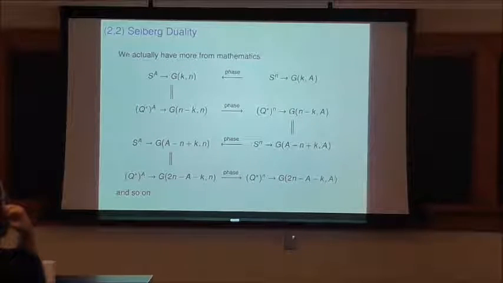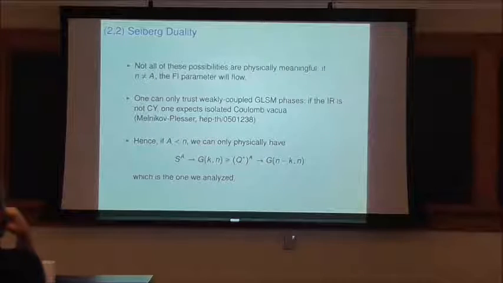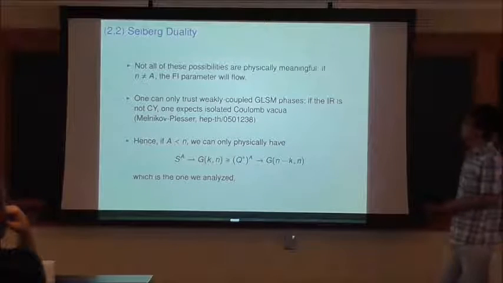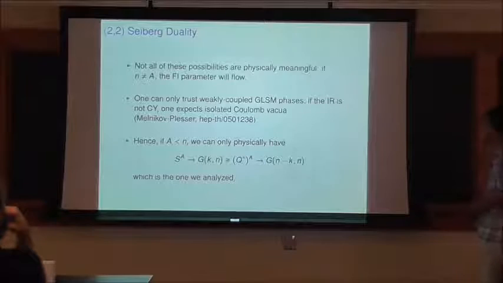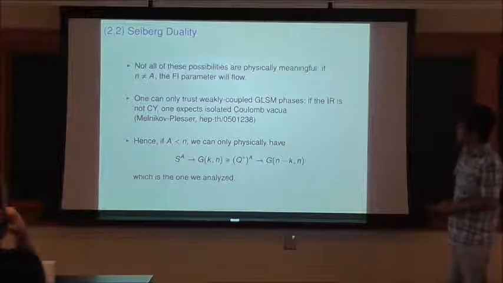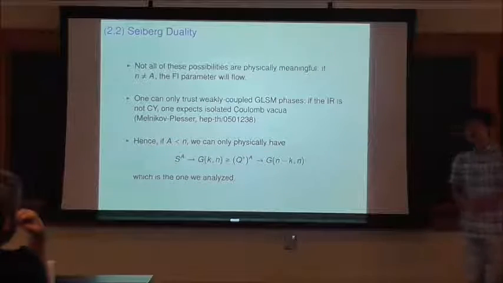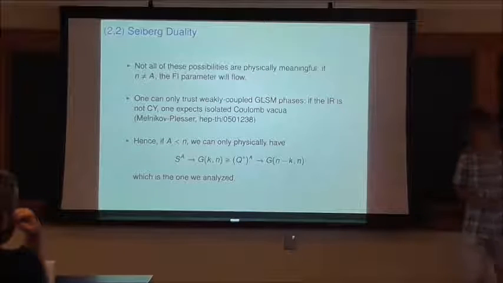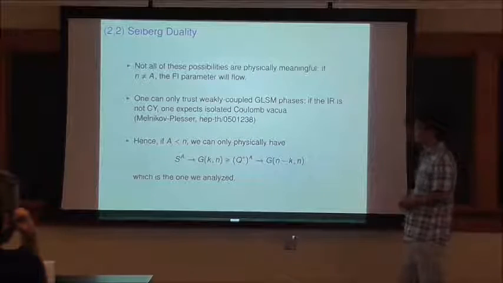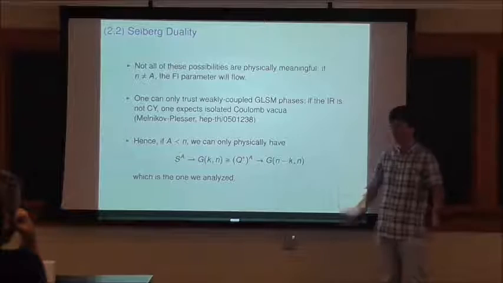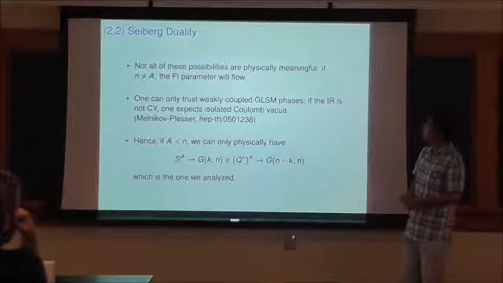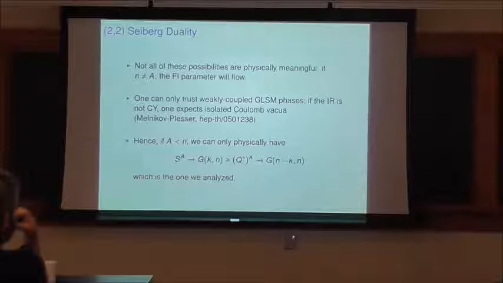But how do you interpret that in terms of physics? Because we don't see all these. And the answer is that if the number n, the number of chiral superfields phi, and the number of chiral superfields p are not the same, then your FI parameter will have RG flow. When n equals the other number, the FI parameter does not have RG flow, so you can actually trust your large radius semi-classical argument. But when n is not the same, then the FI parameter actually flows.